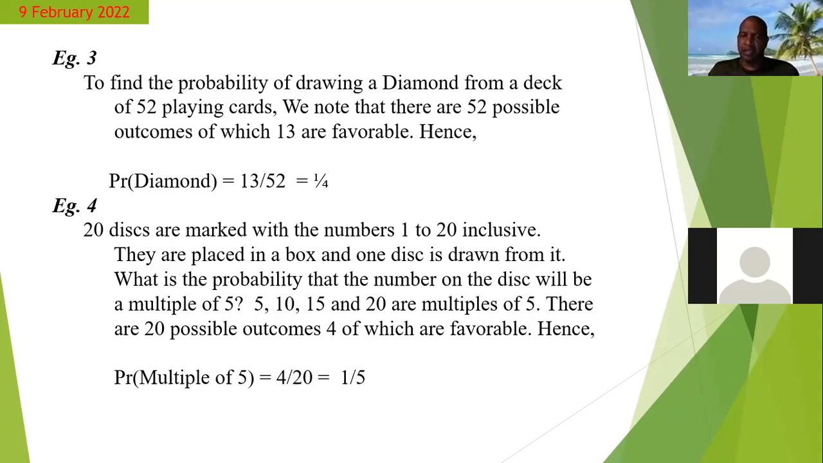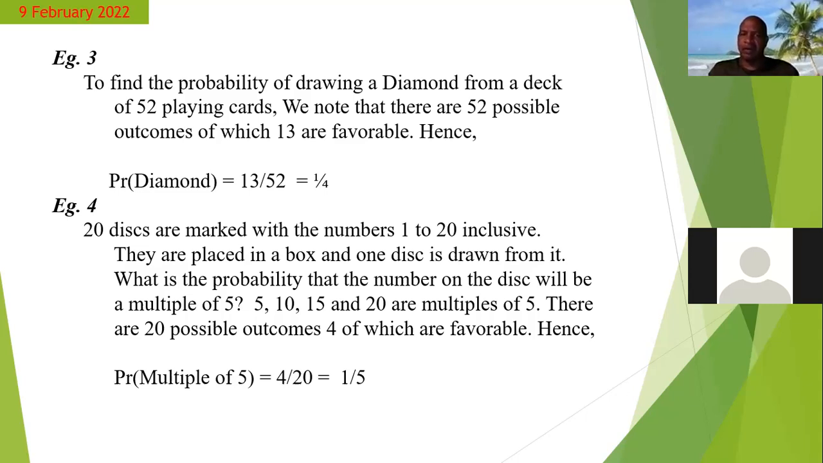We have 13 diamonds in the card pack, so the chance of getting a diamond would be 13 out of the 52 cards. All right, 20 discs are marked with the numbers 1 to 20 inclusive. They are placed in a box, and 1 disc is drawn from it. What is the probability that the number on the disc will be a multiple of 5? Now, if we have 20 discs, what would be the probability that a disc would be a multiple of 5?